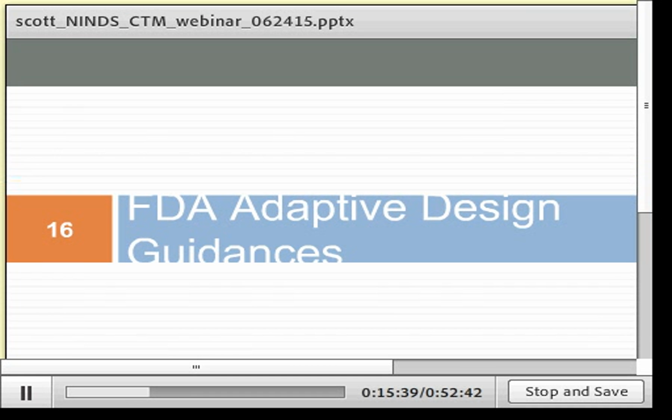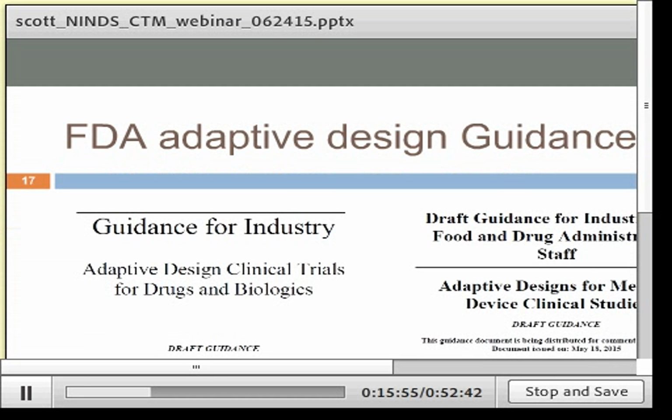Okay, so the next bit I'm going to talk about are the guidances from FDA on adaptive design. This did not used to be plural. I gave a very similar talk to this about 2 years ago, and at the time we only had one draft adaptive design guidance. Now we have two. So these are the front pages of those guidances. On the left is the adaptive design guidance for drugs and biologics. Draft, I should say, and it was released in February 2010. So it's been a draft guidance now for more than 5 years.